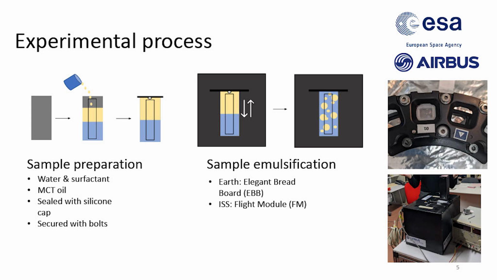And so on Earth, as you can imagine, in space it would be very difficult to prepare a sample because there's microgravity. So all the samples are prepared on Earth and then sent up to the International Space Station to be tested. Here we have the elegant breadboard, or EBB for short, and then in space there is a flight module, or FM for short. So we can run the same samples on Earth as a control.